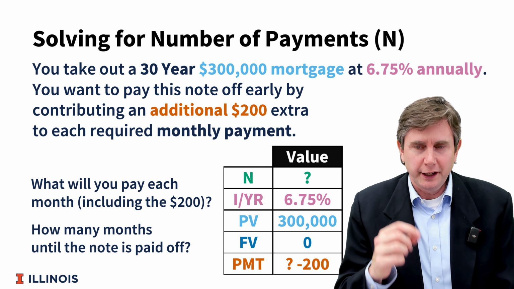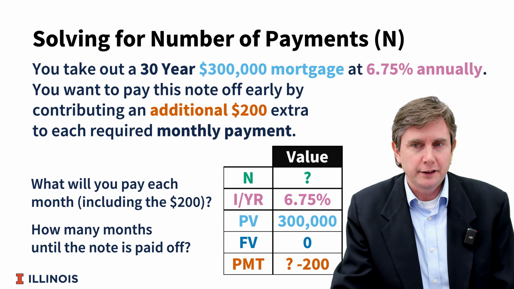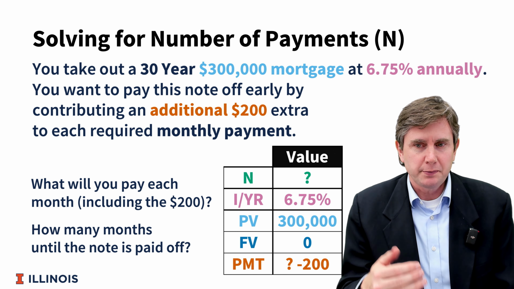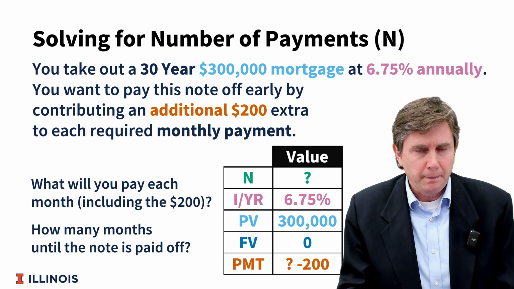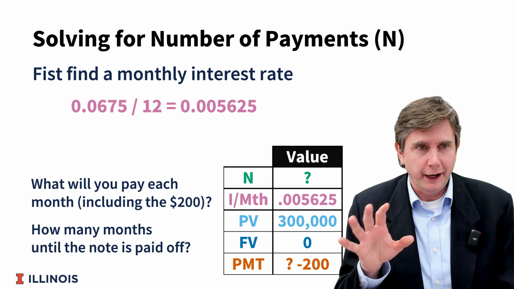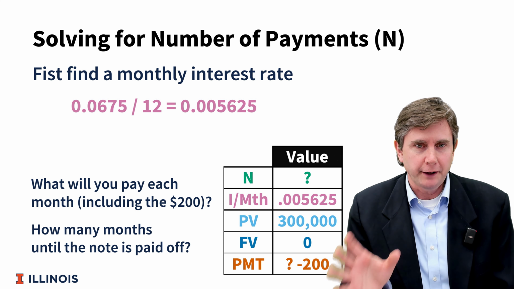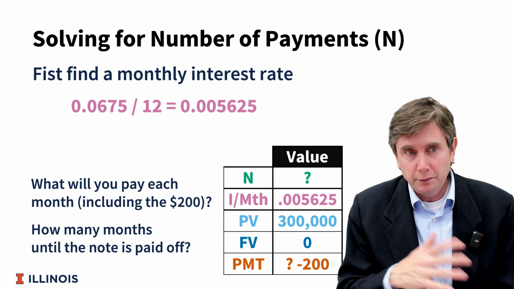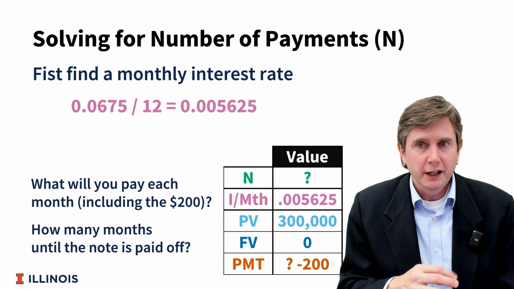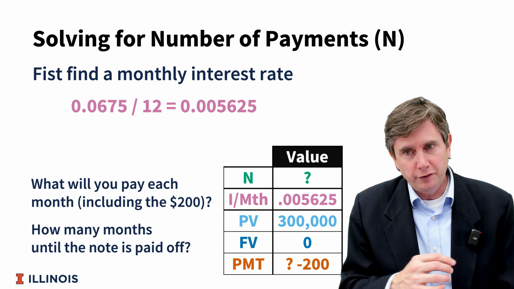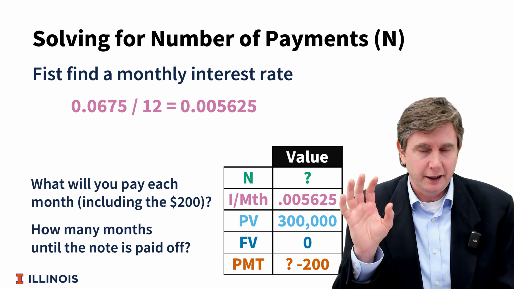Let's move forward and solve some of these pieces. First up, we know we have an annual rate of 6.75%. We need to divide that by 12 to find the monthly rate. We take 0.0675, divide by 12, and you get 0.005625. That's going to be your monthly interest rate.